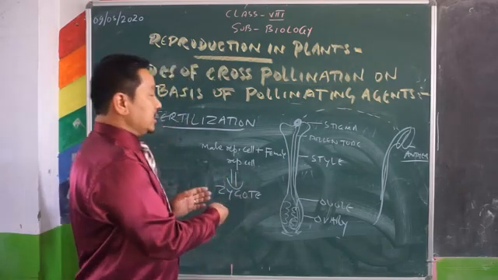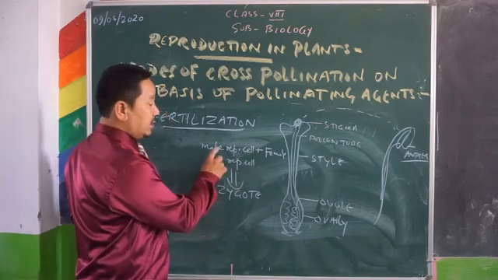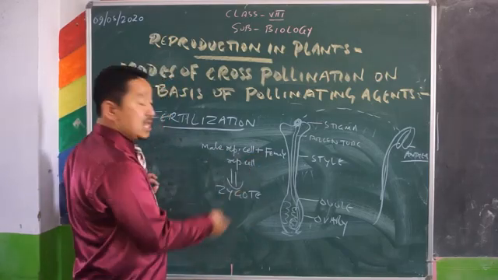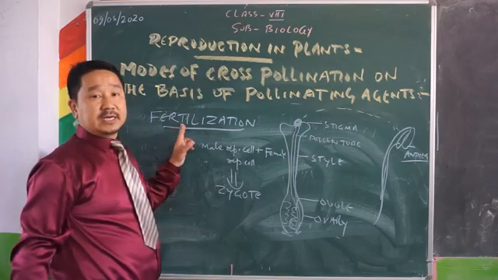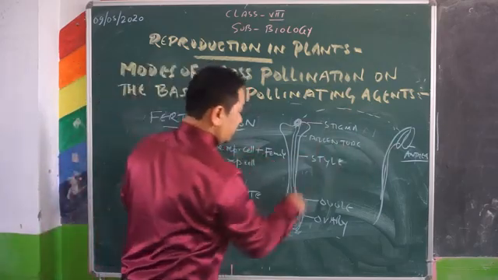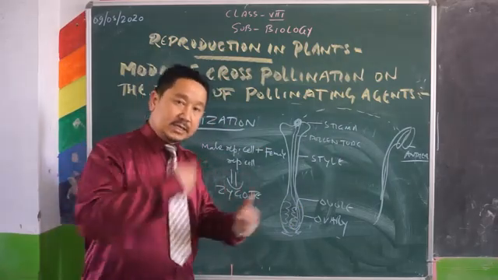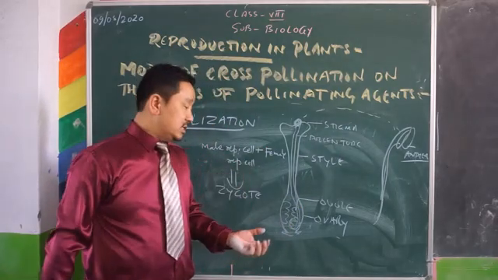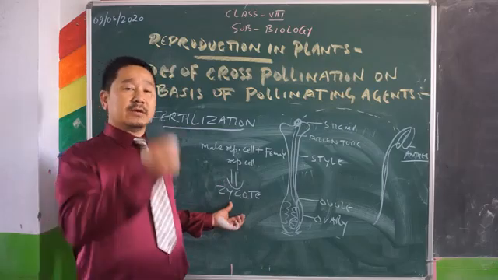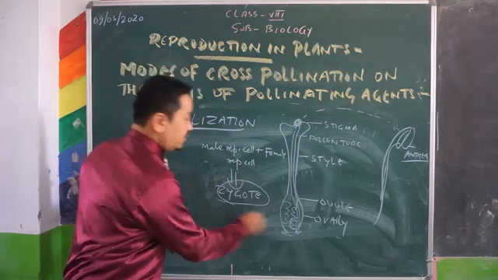When this union of male and female gamete, union of male reproductive cell and female reproductive cell to make a zygote, is called fertilization. When it comes from there to here, goes inside and finds the female reproductive cell and fertilizes it, or unites with it, is called fertilization. So by fertilization, a zygote is formed.